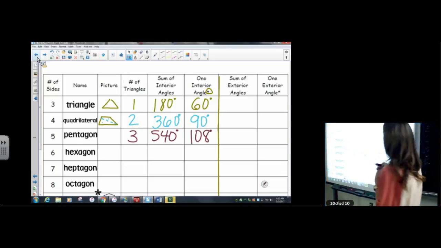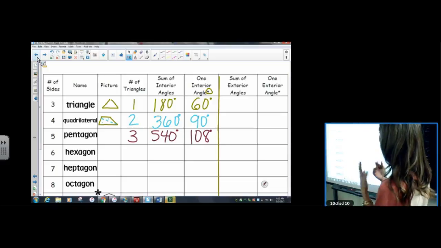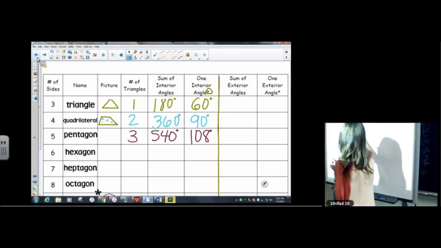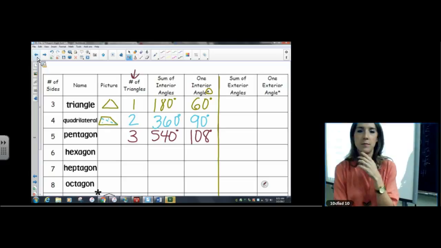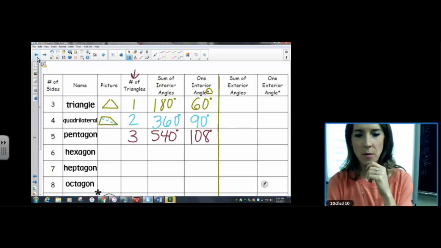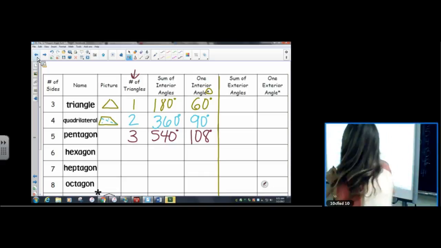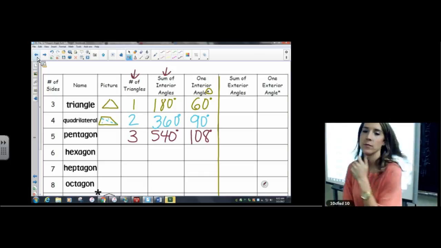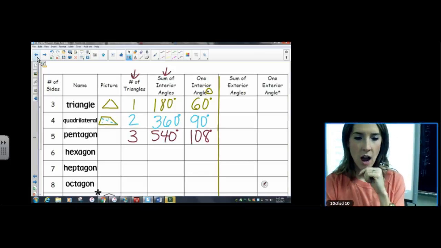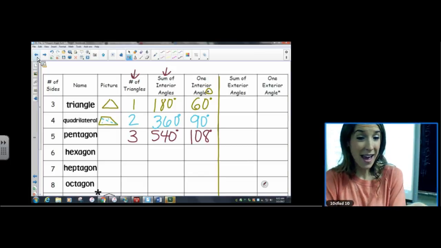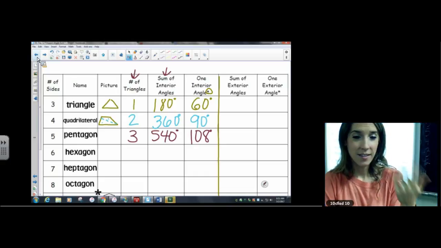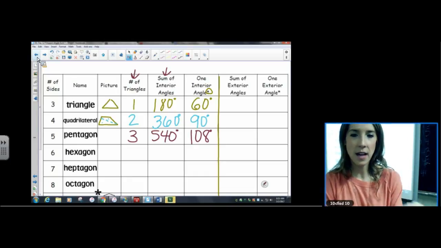Okay. Let's stop right there because someone already wanted to make a connection. What's going on with this column? Just what's happening? What do you notice? Each time it's going up by 1. Yes. Okay. What's happening in this column? Each time it's increasing by how much? 180 plus 180 plus 180 plus 180.